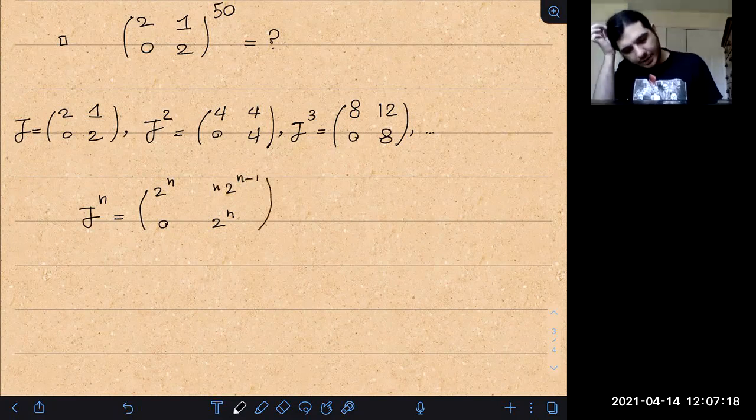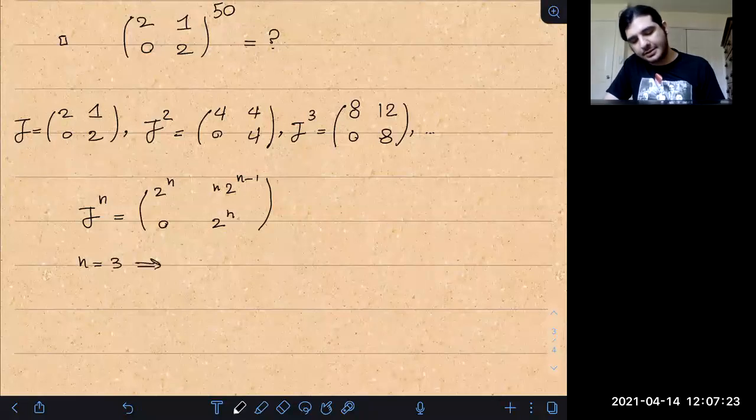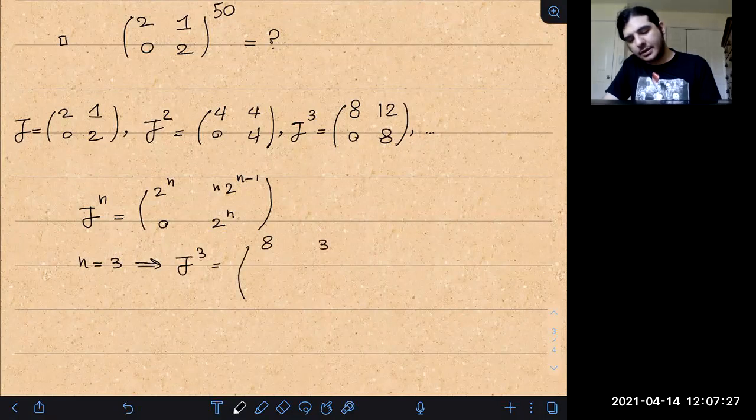Let's see if that's correct. For example, when n is equal to 3, this pattern tells us J cubed is equal to 8, 3 times 2 squared, which is 12, 0, 8, which is correct, which is what we saw here.